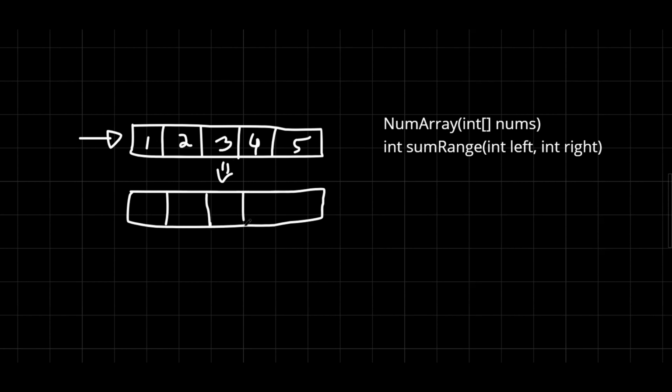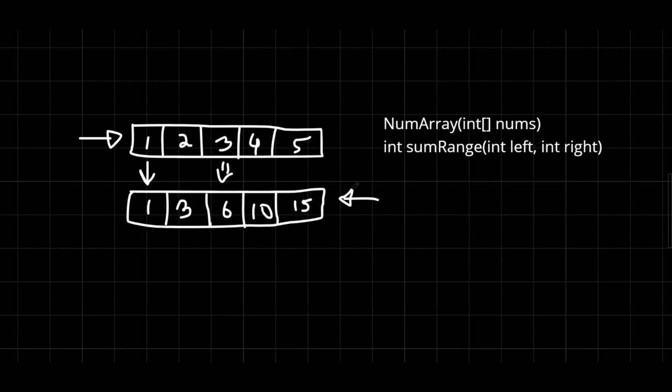Initially, the first element will be 1, which is this. Now we have to add the subsequent element and store the answer. So for the second element, the answer will be 1 plus 2, which is 3. For the third element, the answer will be 3 plus 3, which is 6. For the fourth element, the answer will be 6 plus 4, which is 10. And for the fifth element, the answer will be 10 plus 5, which is 15. Now, this is the cumulative sum array.